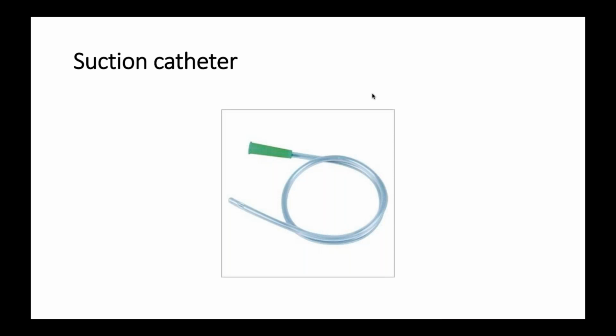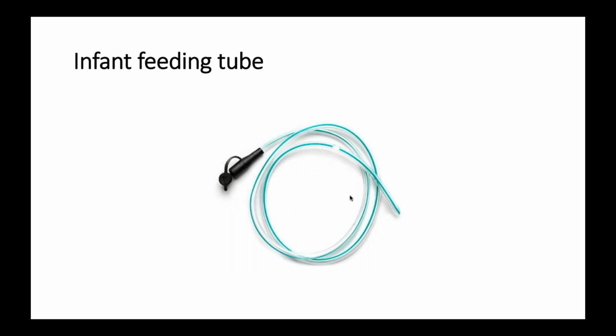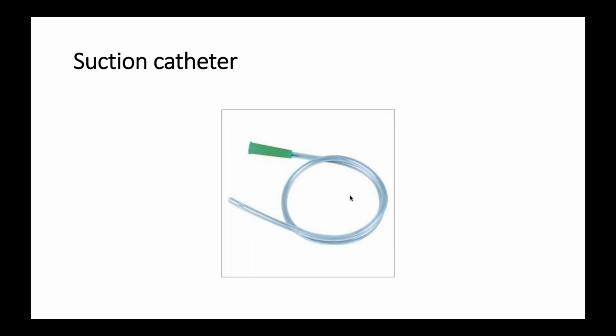So then this is a suction catheter. There are two types of catheters which we will see lying there on the table for your exam. One is the suction catheter and one is the infant feeding tube. They look mostly similar, but there are subtle differences. Suction catheter, the main purpose is sucking out secretions. So a patient who is having a lot of oral secretions, or a patient on ventilator in whom you have to do endotracheal suctioning, you use a suction catheter.